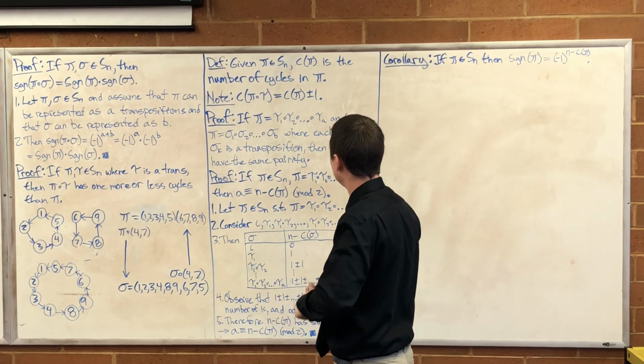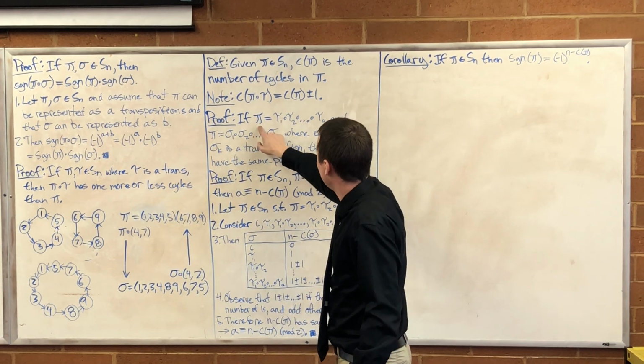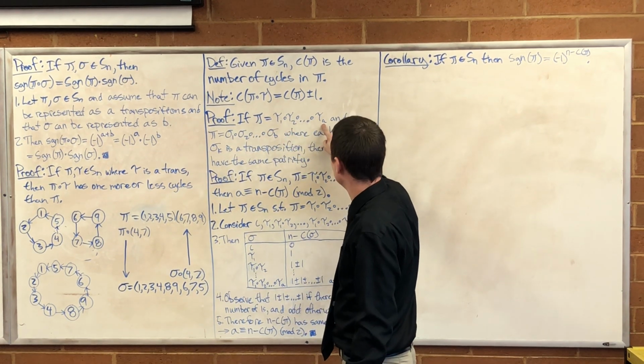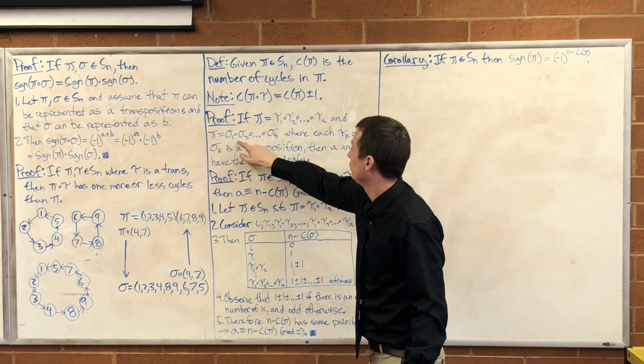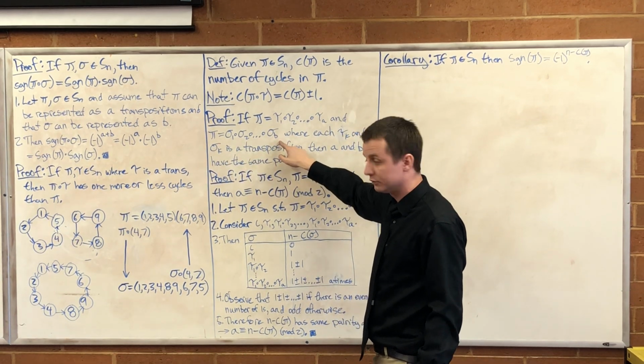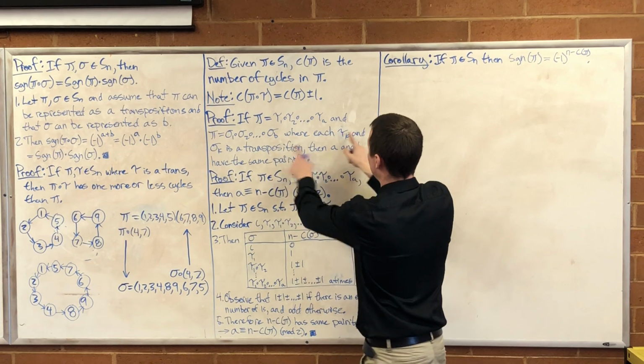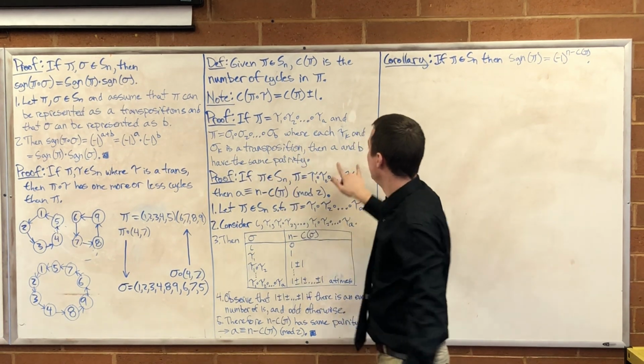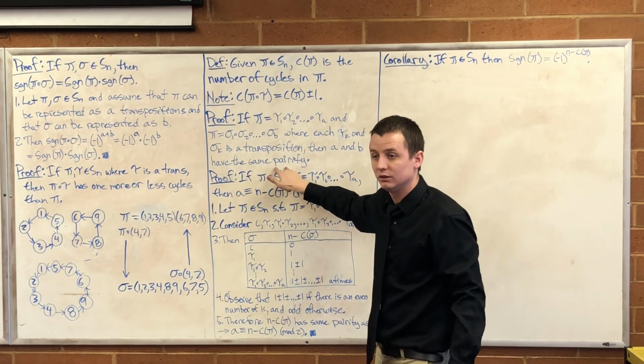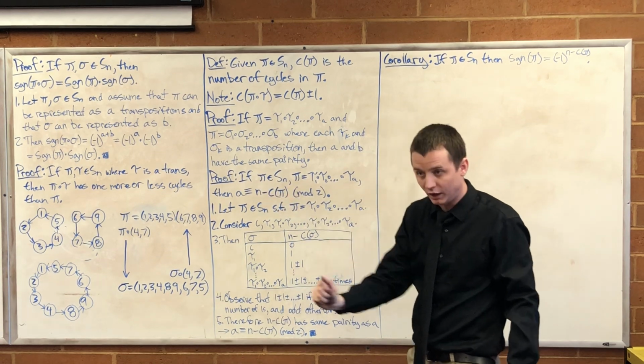So now, we're going to do a proof. We're going to prove that if pi is equal to A transpositions, and pi is also equal to B different transpositions, where each of these are transpositions, then A and B have the same parity. Either they're both even or they're both odd.